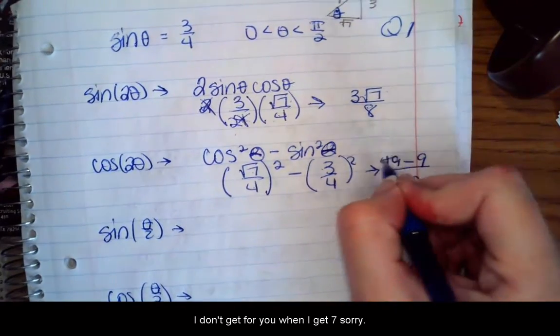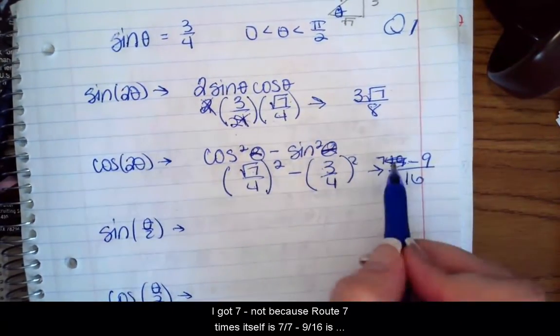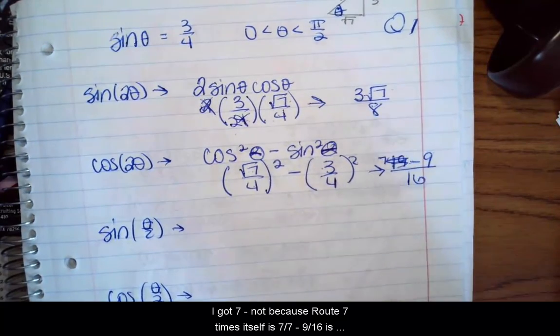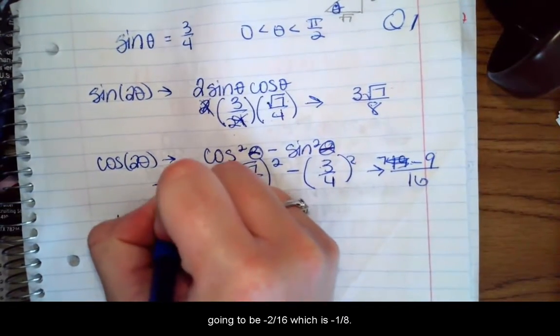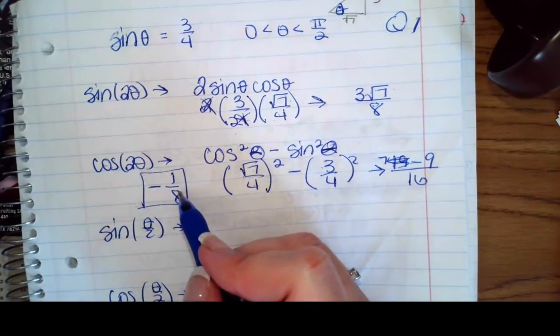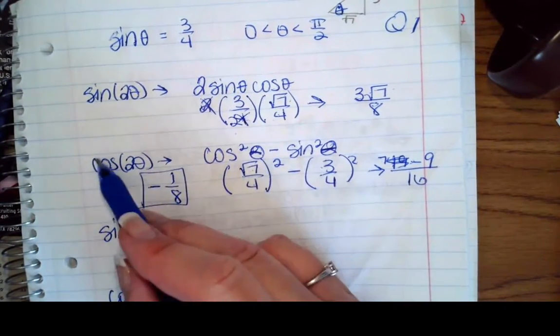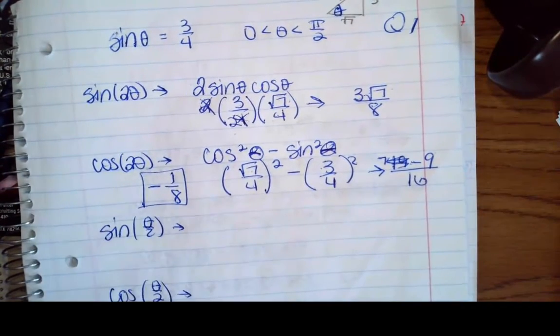I don't get 49, I get 7, sorry. I get 7 minus 9, because root 7 times itself is 7. 7 minus 9 over 16 is going to be negative 2 over 16, which is negative 1/8. Okay, so what you just found is you landed in quadrant 2, because cosine is negative in quadrant 2. Okay, so let's take half of this angle.